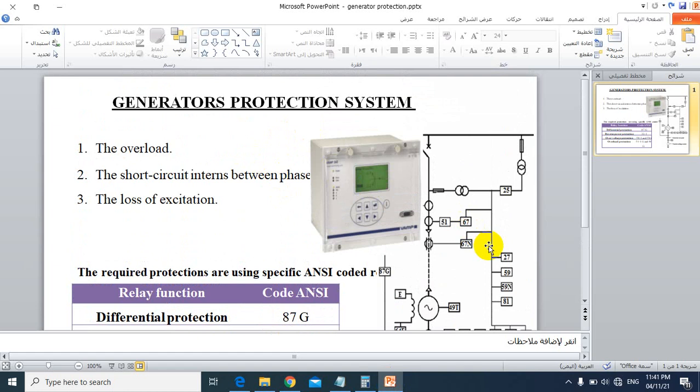A generator is subjected to electrical stresses imposed on the insulation of the machine, mechanical forces acting on the various parts of the machine, and the temperature rise. These are the main factors which make protection of the generator, or the alternator, necessary.